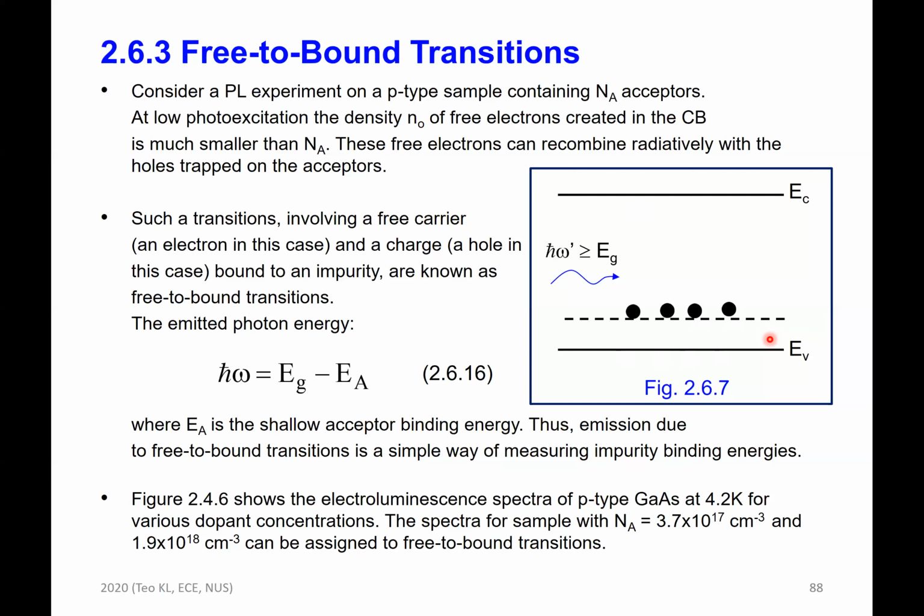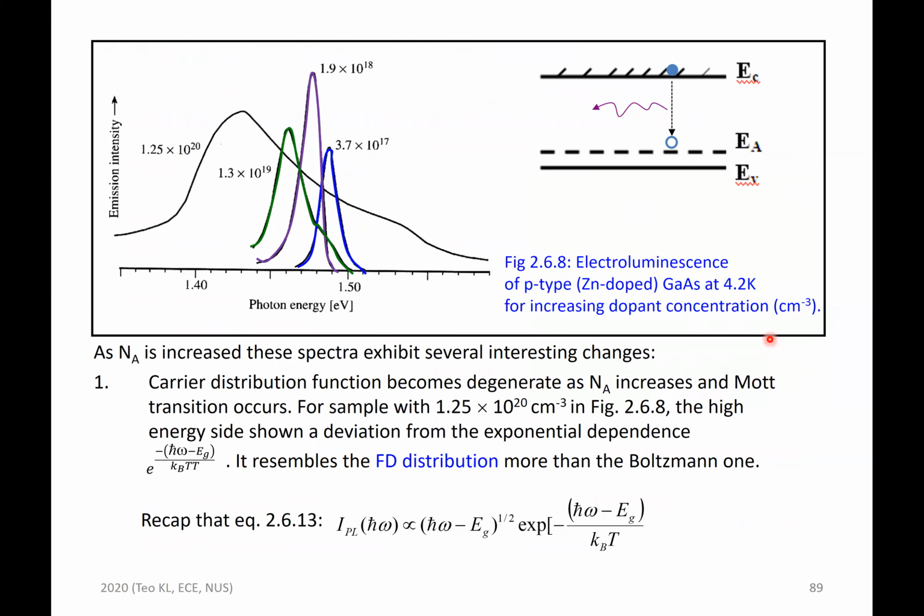Next is the figure that shows the electroluminescence of p-type gallium arsenide measured at 4.2 Kelvin for different dopant concentrations. It ranges from 3.7 times 10 to the power 17 per cm cube to 1.9 times 10 to the power 18 per cm cube. Starting off with 3.7 times 10 to the power 17 per cm cube, and then you increase the concentration to 1.9 times 10 to the power 18, and then 1.3 times 10 to the power 19, and 1.25 times 10 to the power 20.